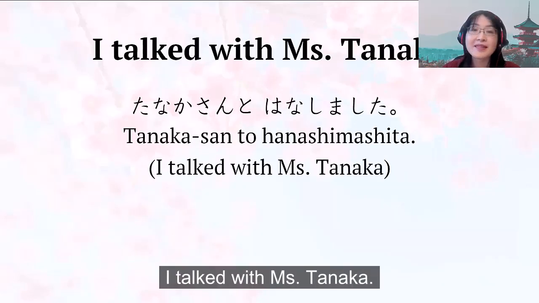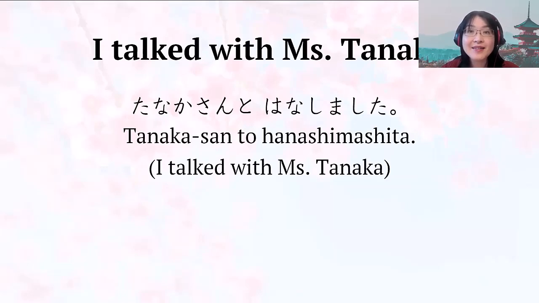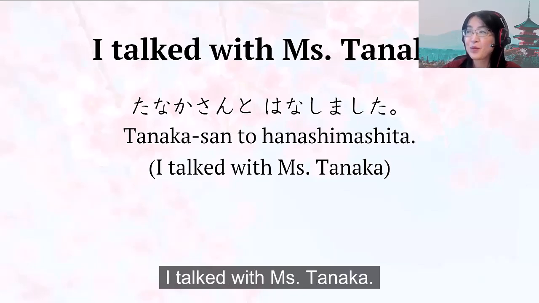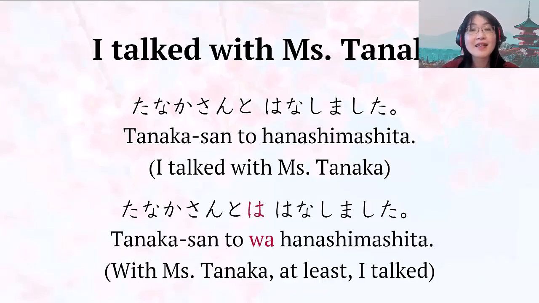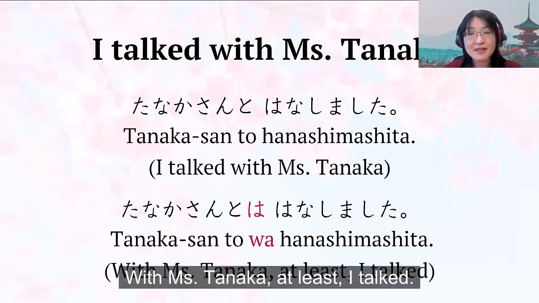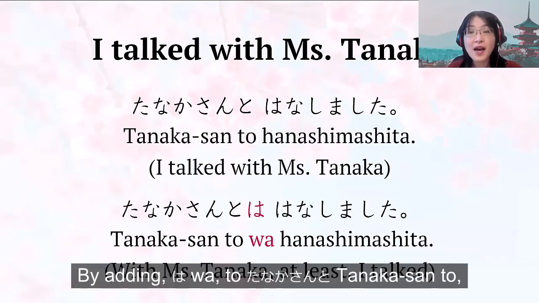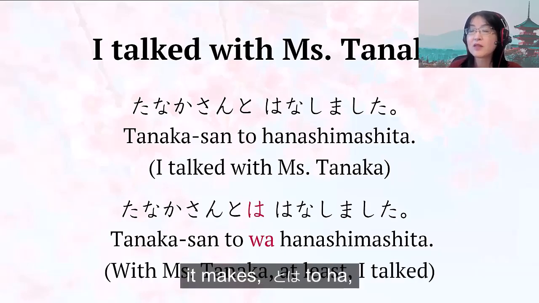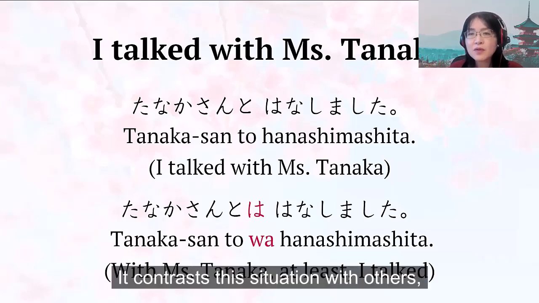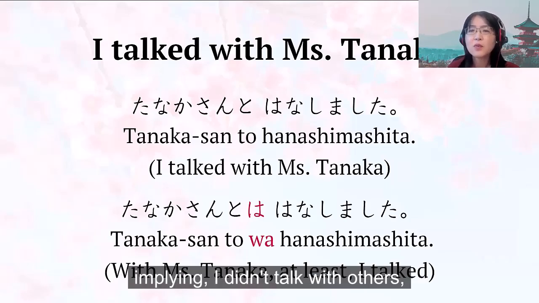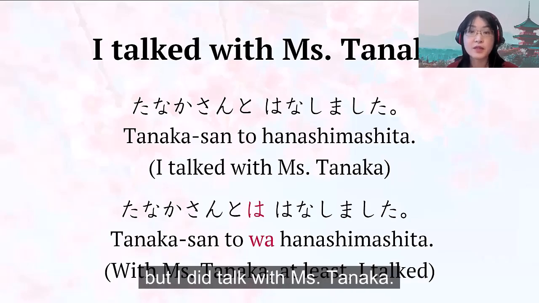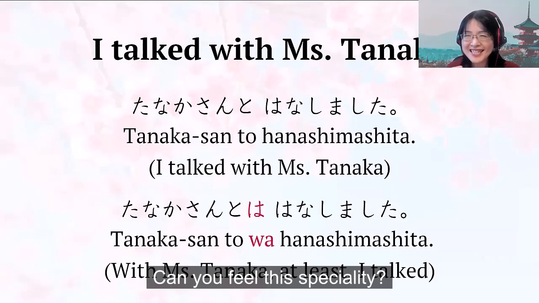Right, the next one. I talked with Miss 田中. 田中さんと話しました. Just a simple statement. I talked with Miss 田中. 田中さんとは話しました. With Miss 田中, at least I talked. By adding は to 田中さんと, it makes とは. It contrasts this situation with others, implying I didn't talk with others, but I did talk with Miss 田中. Okay? Can you feel this speciality?